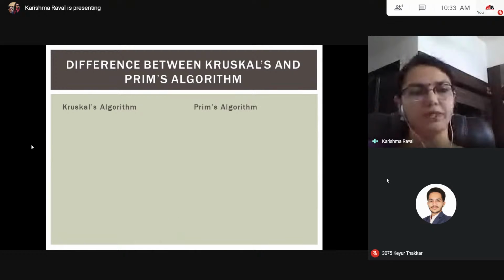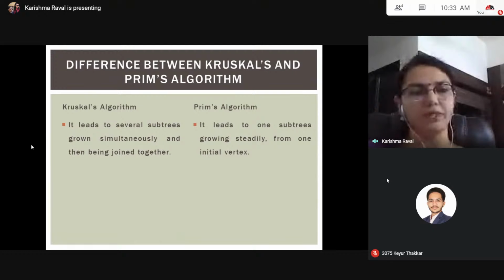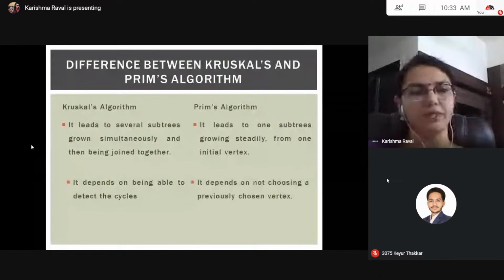The difference between Kruskal and Prim's algorithm: in Kruskal's algorithm, several subtrees grow simultaneously and are then joined together, while in Prim's, one subtree grows steadily from one initial vertex. Kruskal's algorithm depends on being able to detect a cycle or not, while in Prim's algorithm we are not choosing a previously chosen vertex, so there cannot be a chance of selecting a cycle.